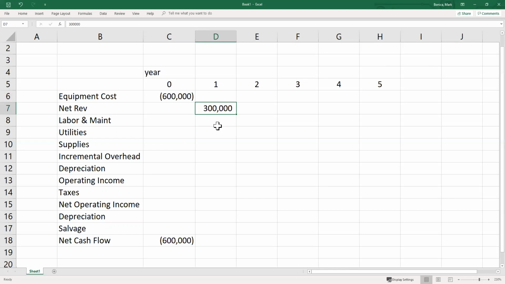Then we're given some other information. Labor and maintenance is expected to be $100,000. Utilities will be 10,000. Then incremental overhead: it says overhead is going to increase by $5,000 in year 1, so that's 5,000.